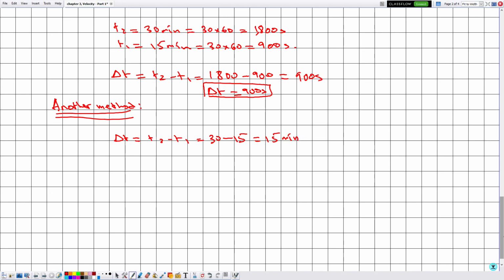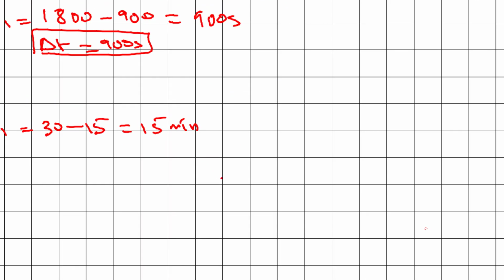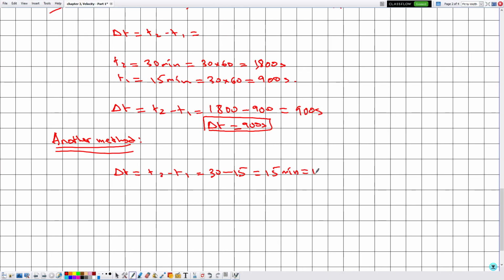Now here they are telling me to calculate delta t. They didn't mention the unit of delta t, so we are obliged to calculate it in the SI, knowing that in order to convert from minutes into seconds, we simply multiply by 60, then 15 multiplied by 60. Plugging this on the calculator, then the value of delta t is given by 900 seconds. So delta t is equal to 900 seconds. Okay.